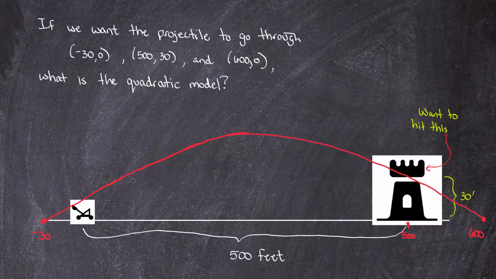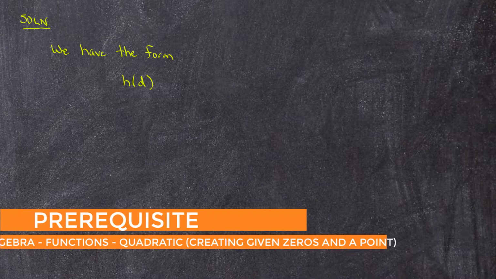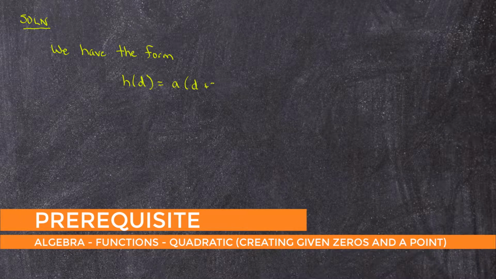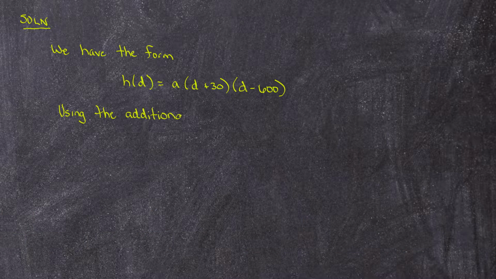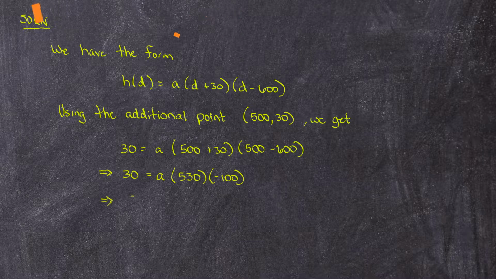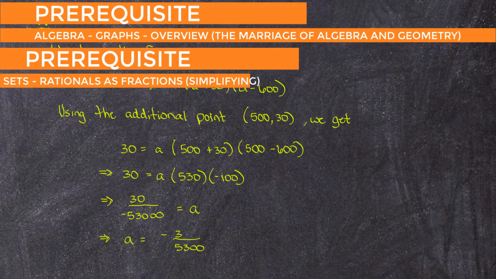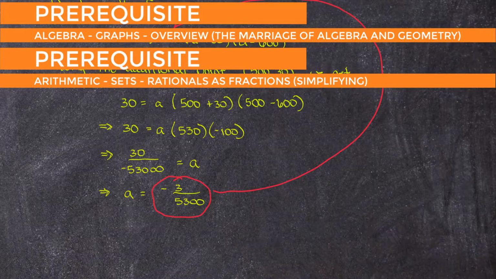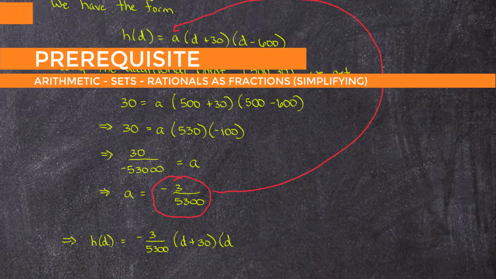This can be done in two different ways, but I'm going to use the easiest, which will take advantage of our prerequisite knowledge of how zeros of a quadratic function are related to the graph of the function. Doing so leads to our quadratic model having the form h of d is equal to a times (d + 30) times (d - 600). The only other prerequisite skill used in this try is the knowledge that any point on the graph of a quadratic must also satisfy the equation of the quadratic. Hence, our model is as follows.